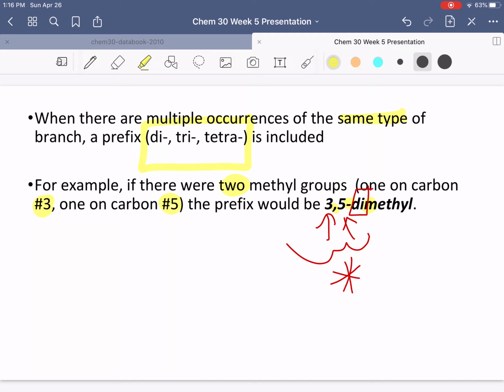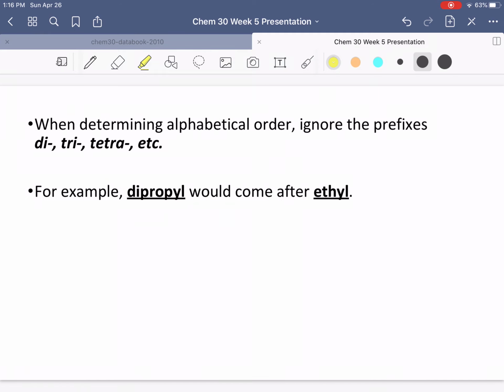Lots to take in. Let's look at an example in terms of the actual alphabetizing. Consider dipropyl versus ethyl. Don't look at the di. Focus on the P for propyl, the E for ethyl. Therefore, dipropyl would come after the ethyl, right? P is after E in the alphabet. Whew!